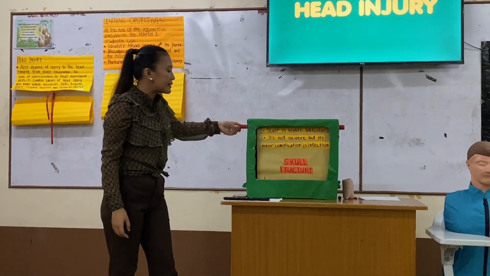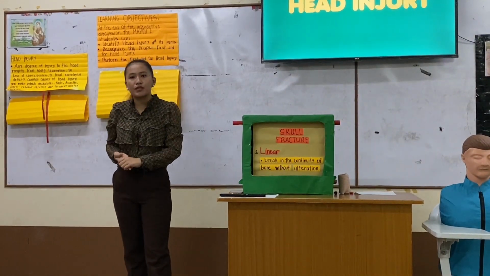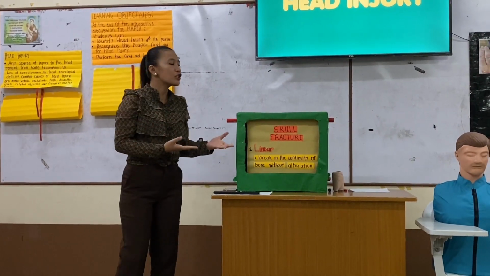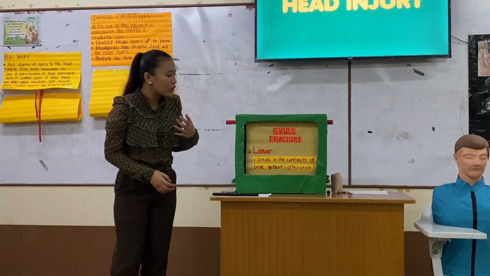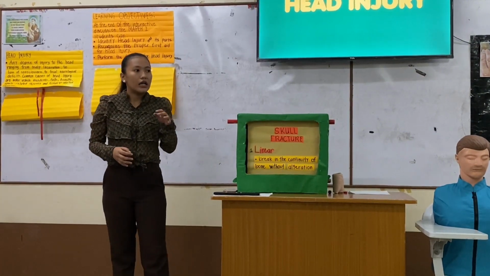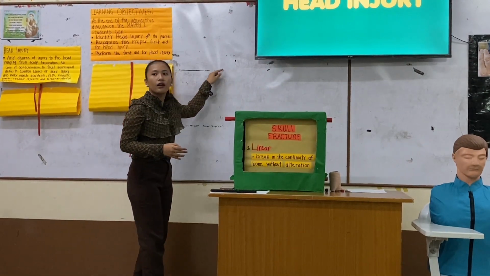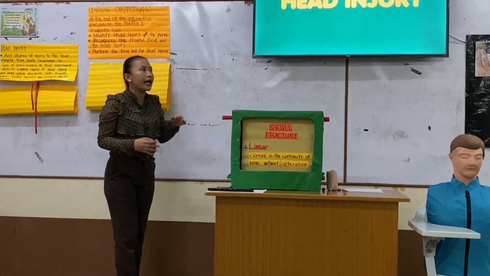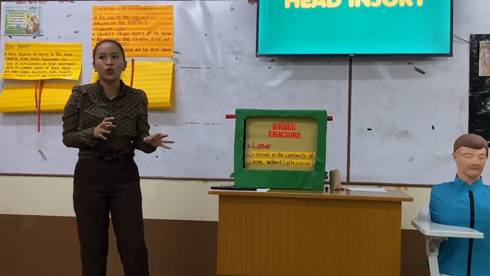The next one is the skull fracture. Now, skull fracture has 4 types. We have the linear, the depressed, the comminuted, and the compound. The first one is the linear. So the linear is the break or the discontinuity of bone without alteration. Meaning to say, linear is just a piece of crack. So if you relate it to an earthquake, it's just a fault line. So linear is just the starting point.